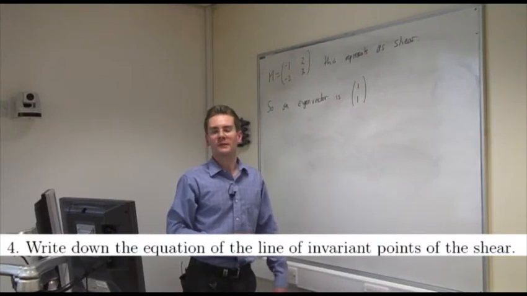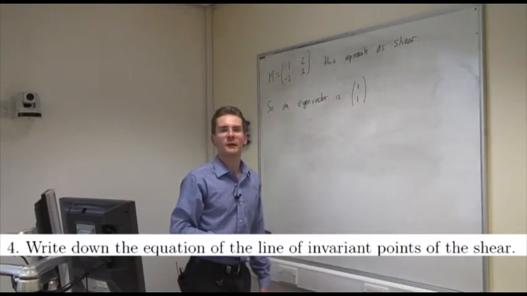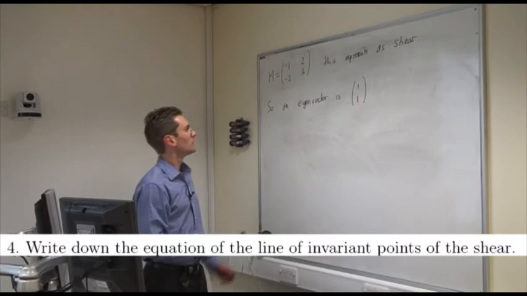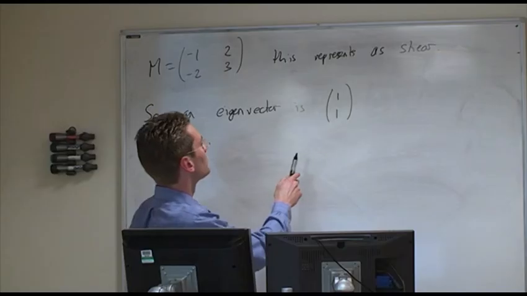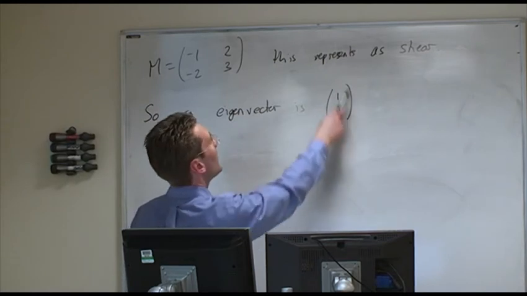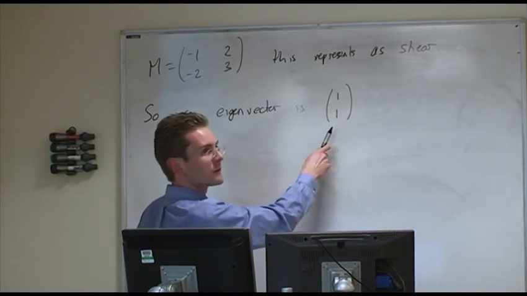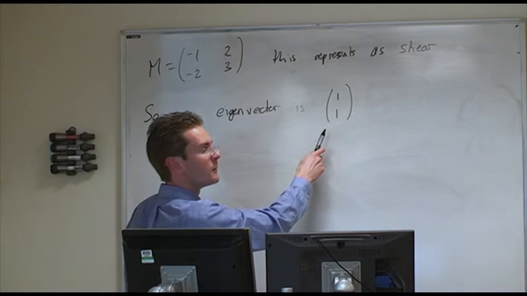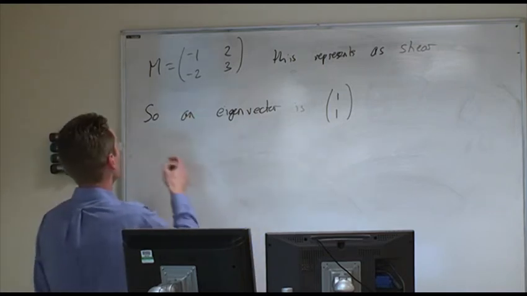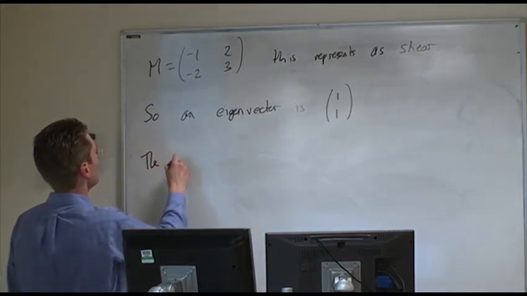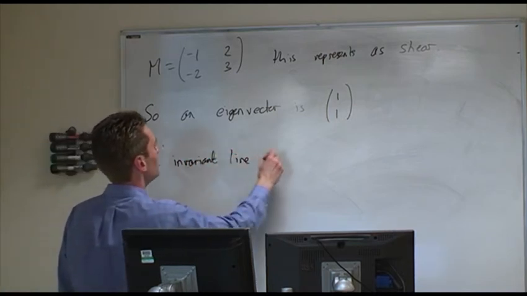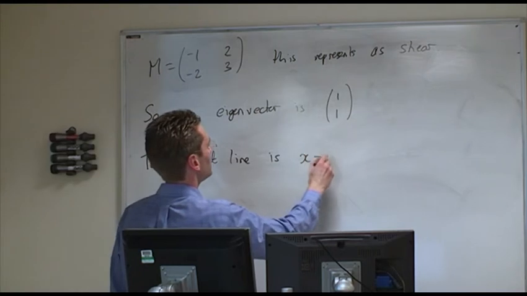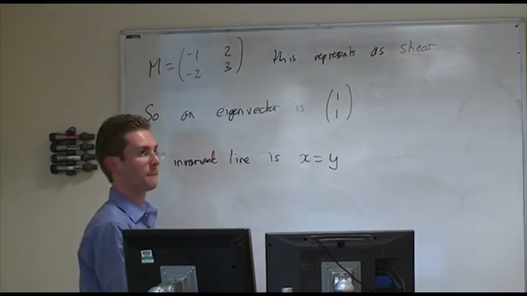The final part of the question asks us to write down the invariant line for this transformation. Well, we've found that the eigenvector for the eigenvalue 1 is 1, 1, so anything that's proportional to this vector will be left invariant by the matrix. So the invariant line is simply x equals y.